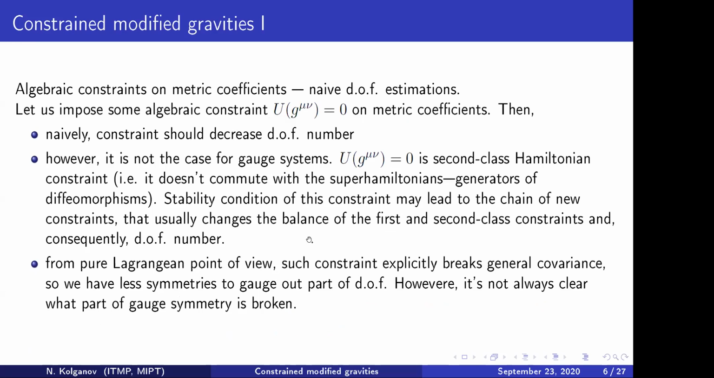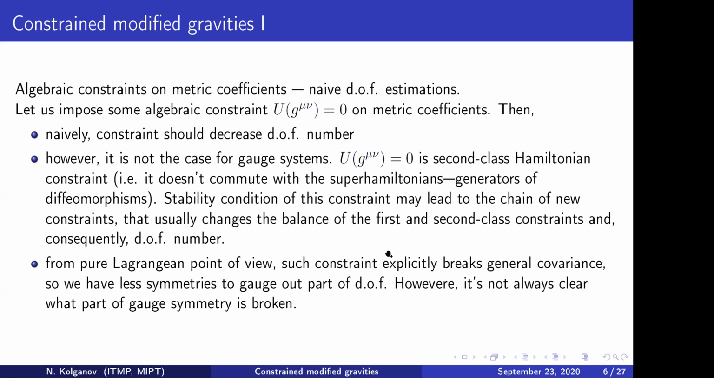So let's define constraint modified gravities. I call constraint modified gravities the gravities which differ from general relativity by some algebraic constraint on metric coefficients, which I denote U of metric equal to 0. So naively this constraint should decrease the number of degrees of freedom, but this conclusion is very naive, because in gauge theory the constraint usually increases the number of degrees of freedom.